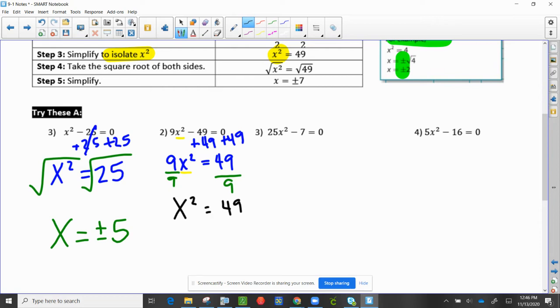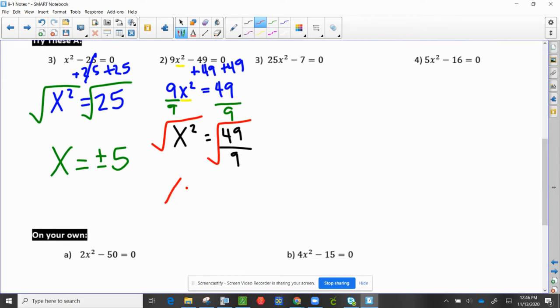Because if we look at 49 and 9, those are both perfect square numbers. Okay, so when I take the square root now of each side, we just kind of square root these separately. So for example, okay, the square root of 49 is 7. The square root of 9 is 3. So our answer here is 7/3. So plus or minus 7/3 is the answer.